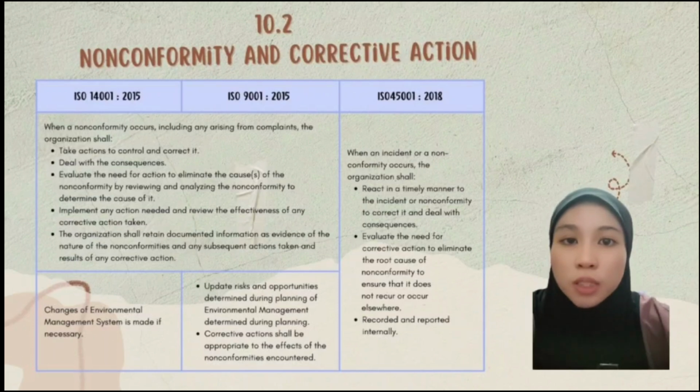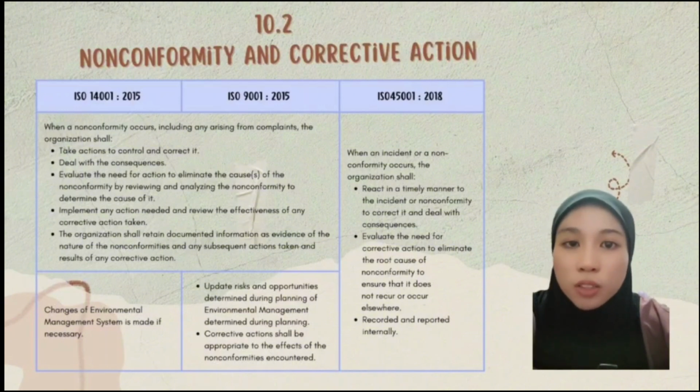For 10.2 non-conformity and corrective action. First one is ISO 14001 and ISO 9001 have similarity. When a non-conformity occurs, including any arising from complaints, the organization should: 1. Take action to control and correct it. 2. Deal with the consequences. 3. Evaluate the need for action to eliminate the causes of the non-conformity by reviewing and analyzing the non-conformity to determine the causes of it. 4. Implement any action needed and review the effectiveness of any corrective action taken. And 5. The organization should retain documented information as evidence of the nature of the non-conformities and any subsequent action taken and result of any corrective action.